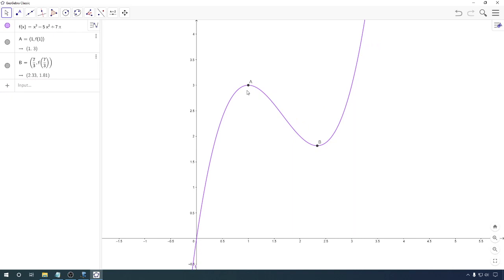At 1, we definitely have a relative maximum. That's what we found before. And at 7/3, we definitely have a relative minimum. Again, agreeing with what we found.